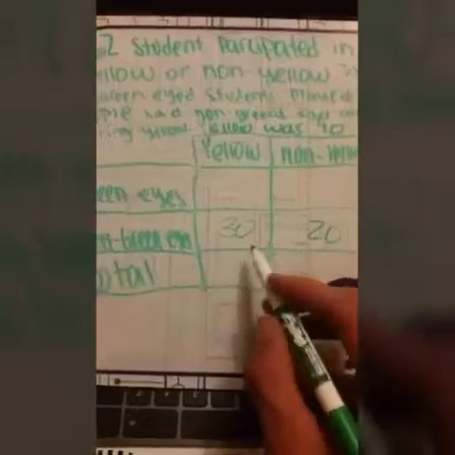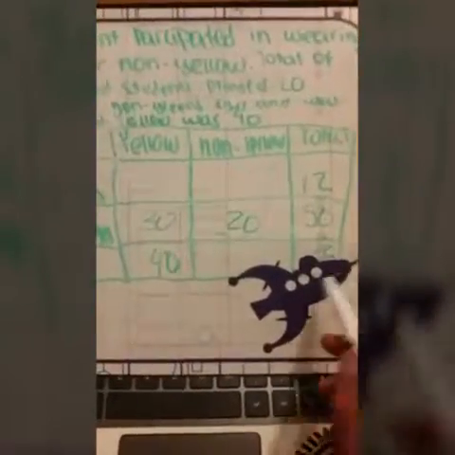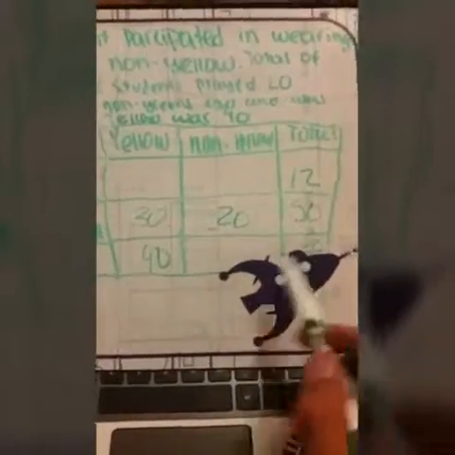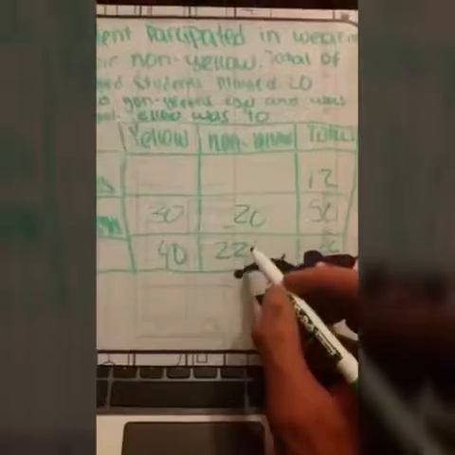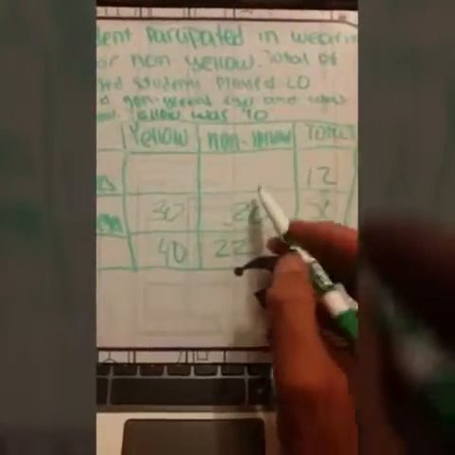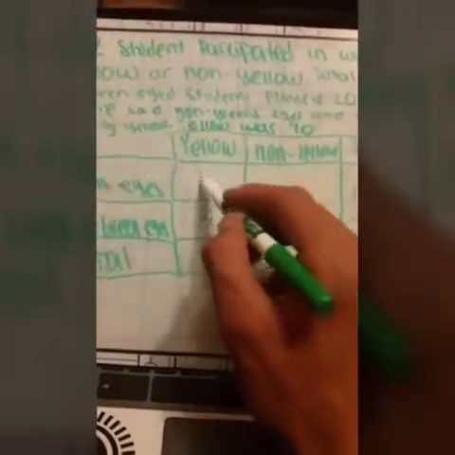Okay, so I'm sorry, but I had to add something, I didn't see it. It said yellow was 40. So the total of people who had yellow was 40. Okay, so now we can go on and finish the rest. So 62 minus 40, basic math, which is 22. And non-yellow, so 22 minus 20 is 2. And then yellow, 10. 10 plus 30 equals 40.